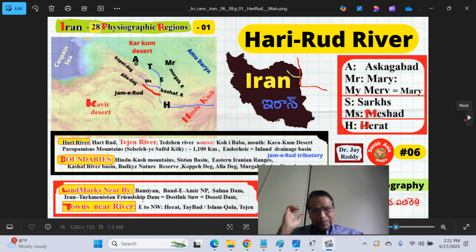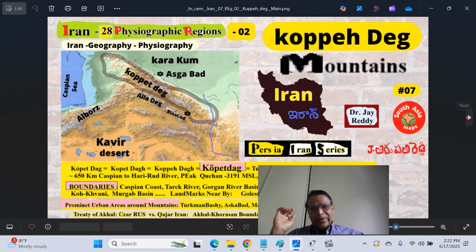In the next presentation, we will be looking at the Kopedeg mountain range, that is the northern Iranian mountain range.